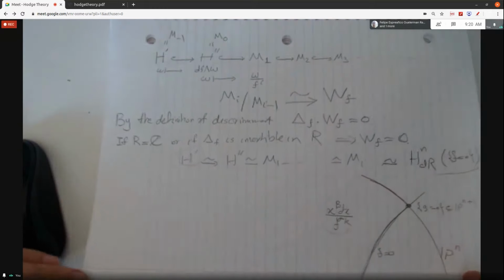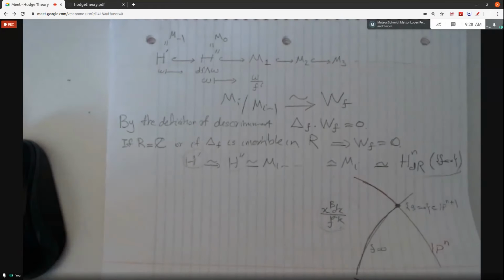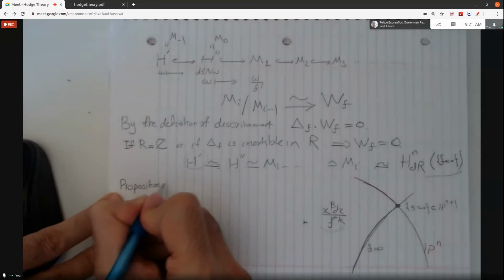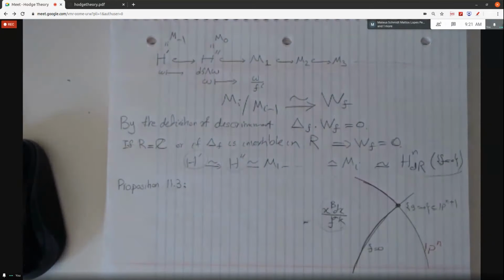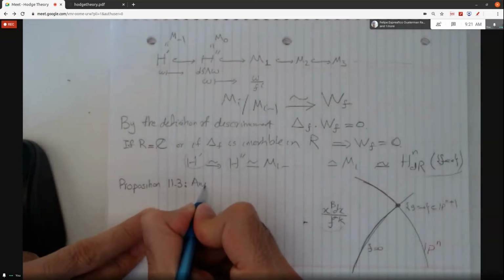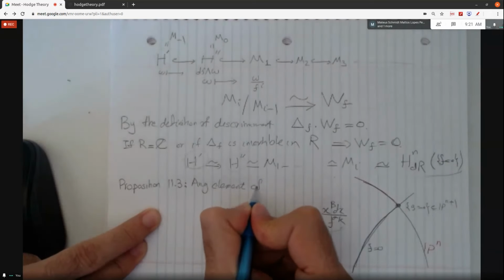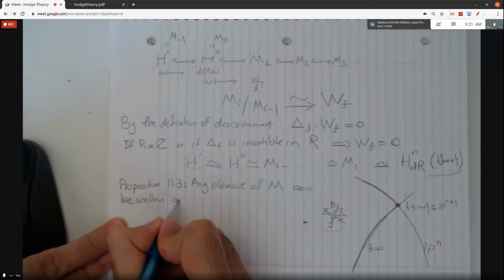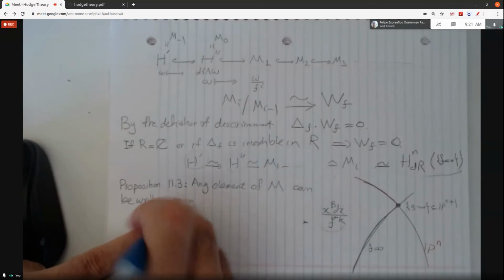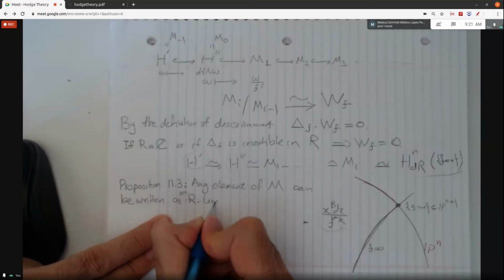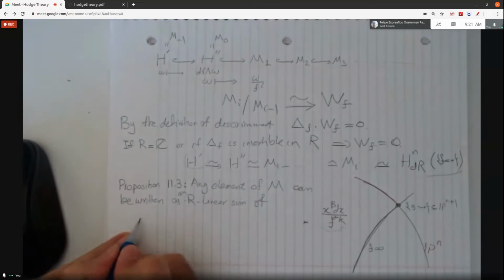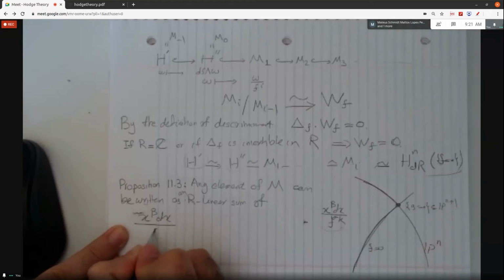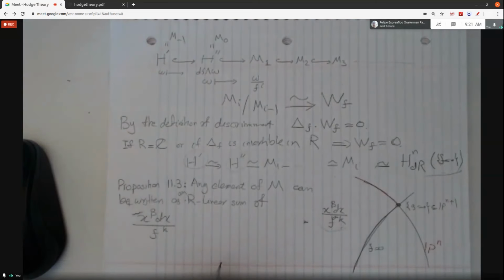Okay, maybe before going to define the weight filtration and Hodge filtration here, I just state one proposition. If it's 11. So any element of M can be written as an R-linear sum of omega, x^beta dx over f^k.